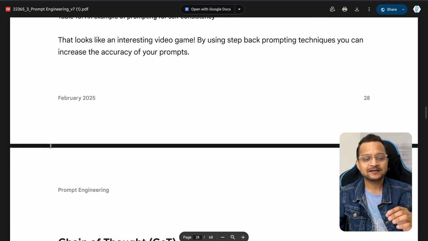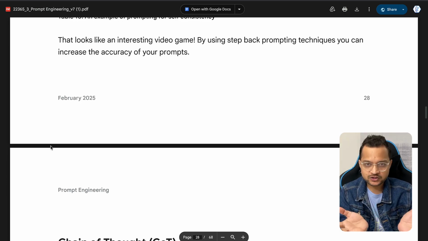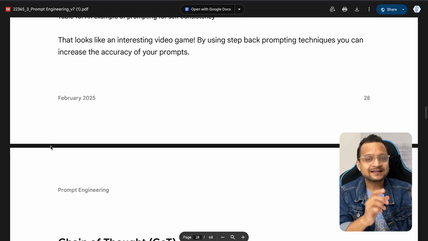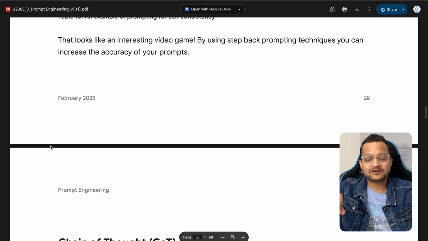Basically, first of all, you ask AI to gather more information about the thing you are going to ask about. Once it has the information, then use that information as a context and then ask the real question you are asking.